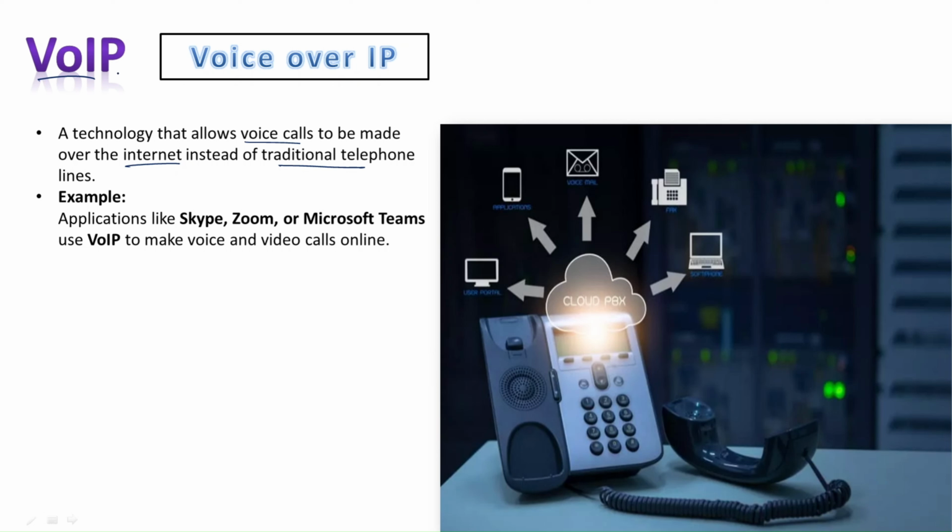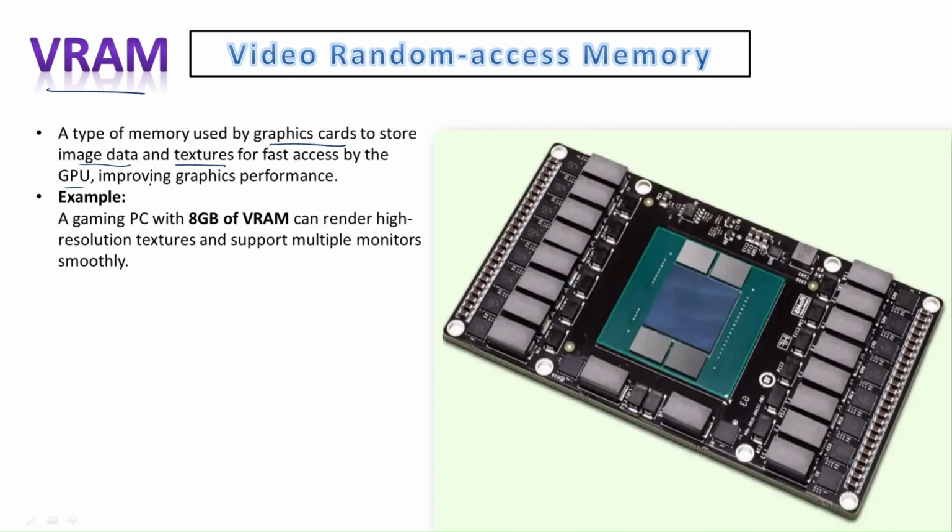VRAM is video random access memory. It is a type of memory used by graphic cards to store image data and textures for faster access by the GPU, improving graphic performance. For example, a gaming PC with 8 GB of VRAM can render high resolution textures and support multiple monitors smoothly.